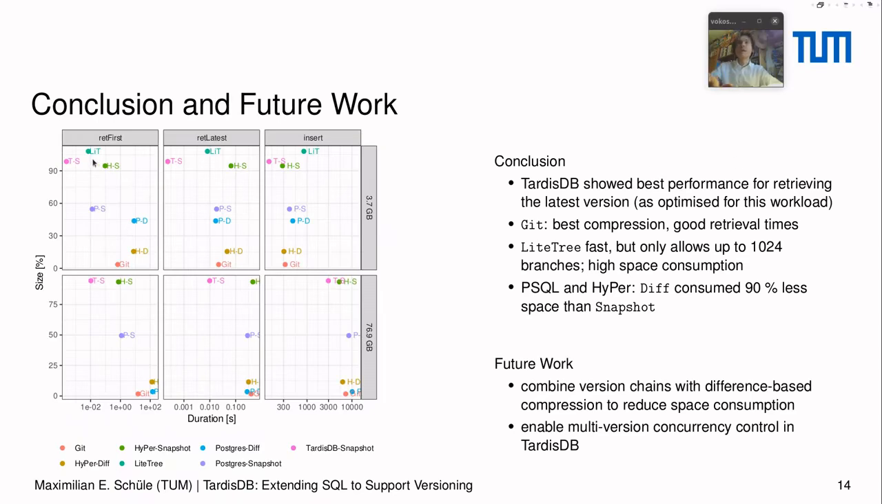Here on the left we see the measurements summarized. We see TardisDB, which is always the fastest, but it also consumes nearly 100% of the original space. So as future work, we need to combine version chains with difference-based compression methods to reduce the space consumption. And also TardisDB only allows one user at a time. So in future work, we need to enable multi-version concurrency control within TardisDB.